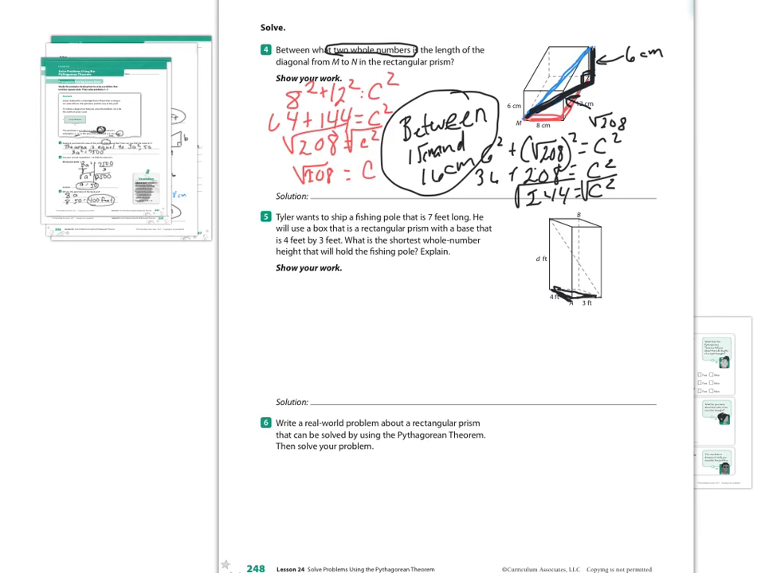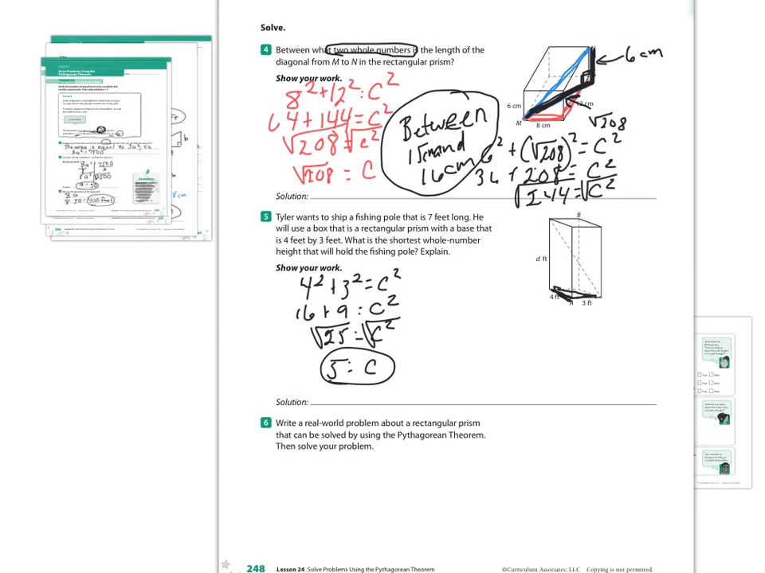So, starting out using the Pythagorean theorem, we would have 4 squared plus 3 squared equal to c squared. Evaluate the expressions. 16 plus 9 is 25. So the hypotenuse of the base is the square root of 25, which is 5. So the hypotenuse of that base is 5 feet.